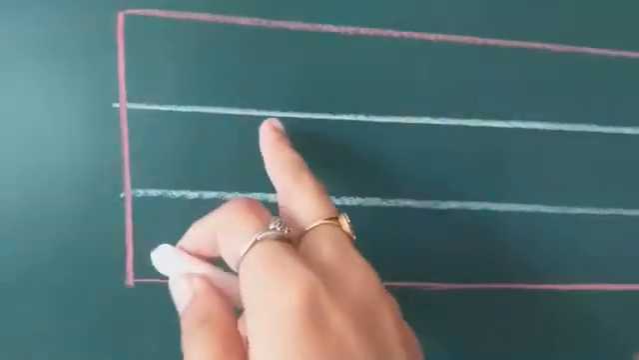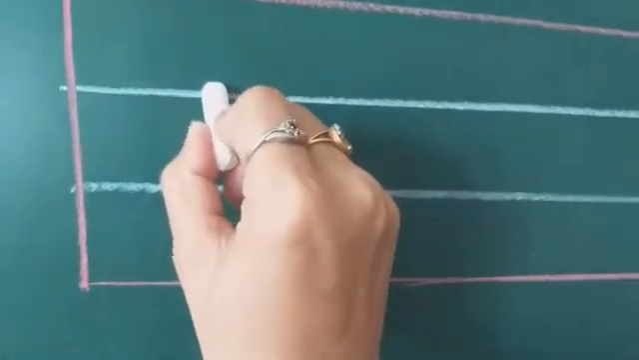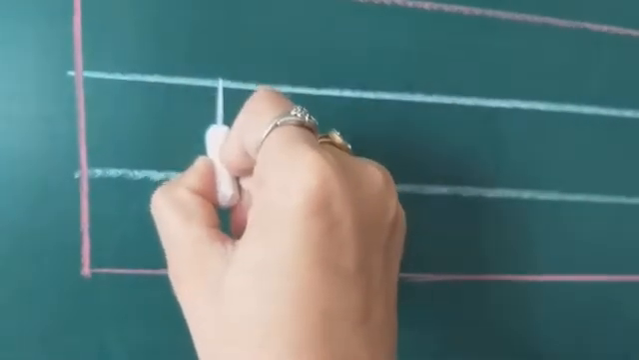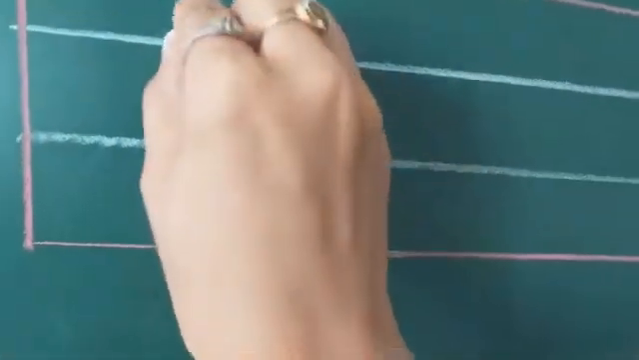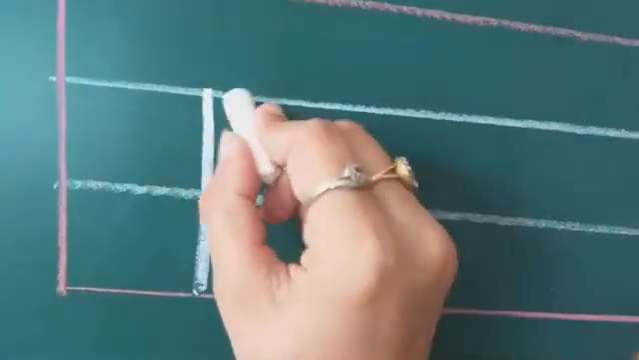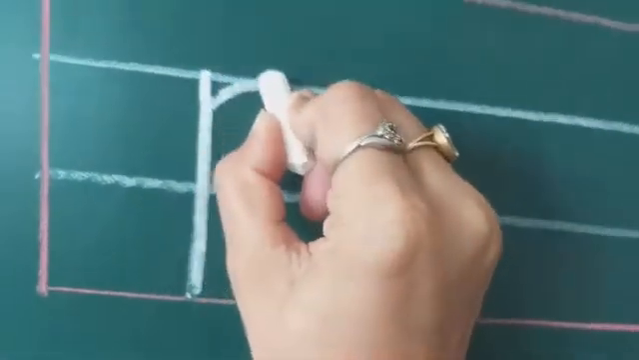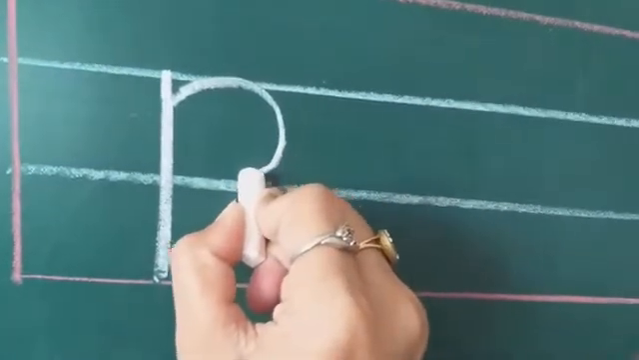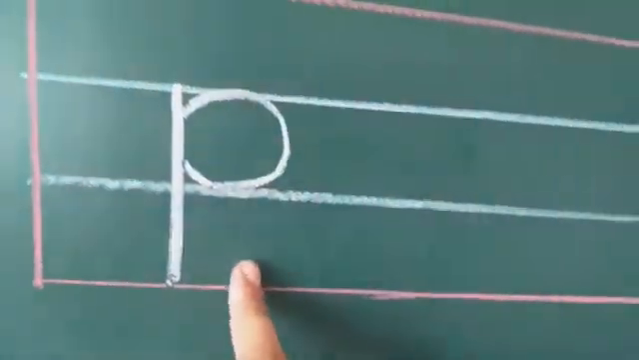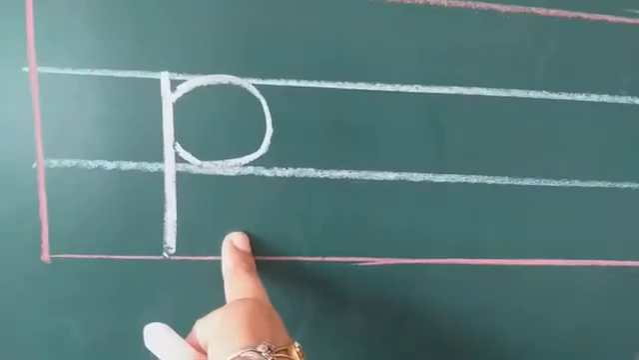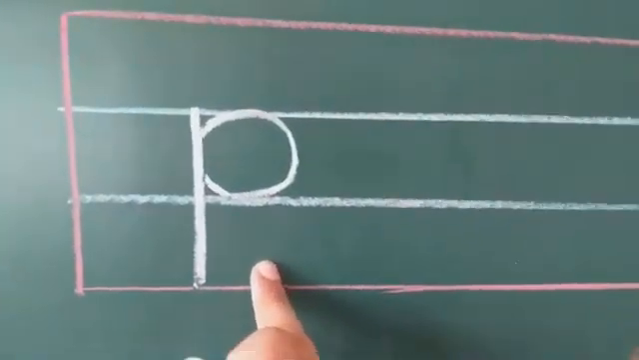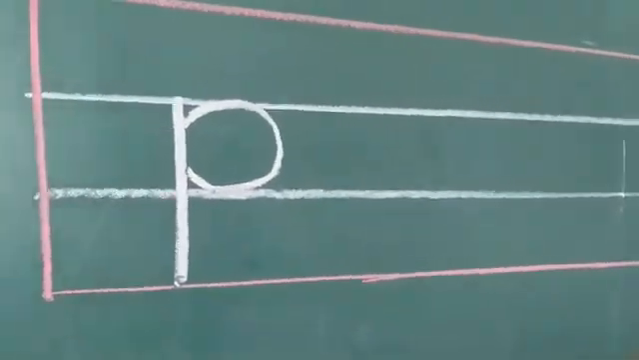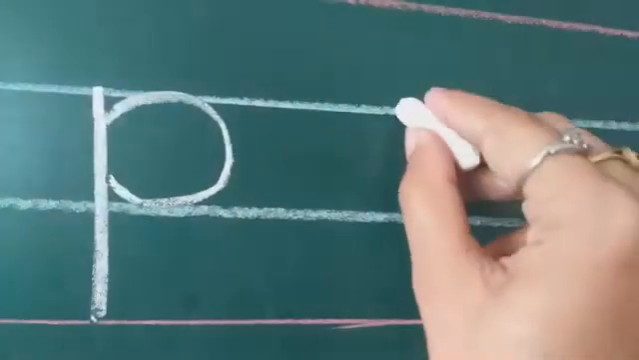Let's start. Look at here. First, start with the first blue line and finish with the second red line, standing line, and then touch with the first blue line and again touch with the second blue line, half circle. It makes small letter P. P for panda.